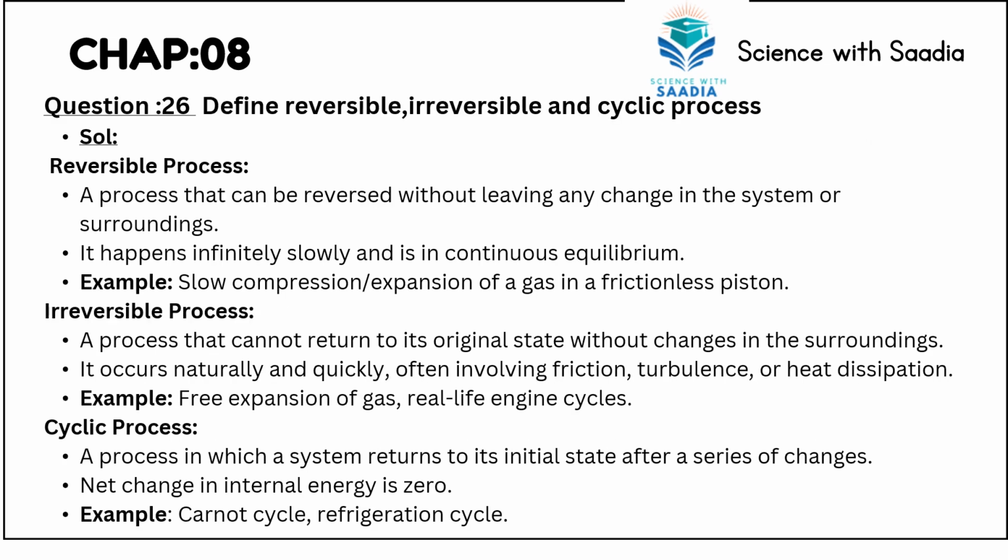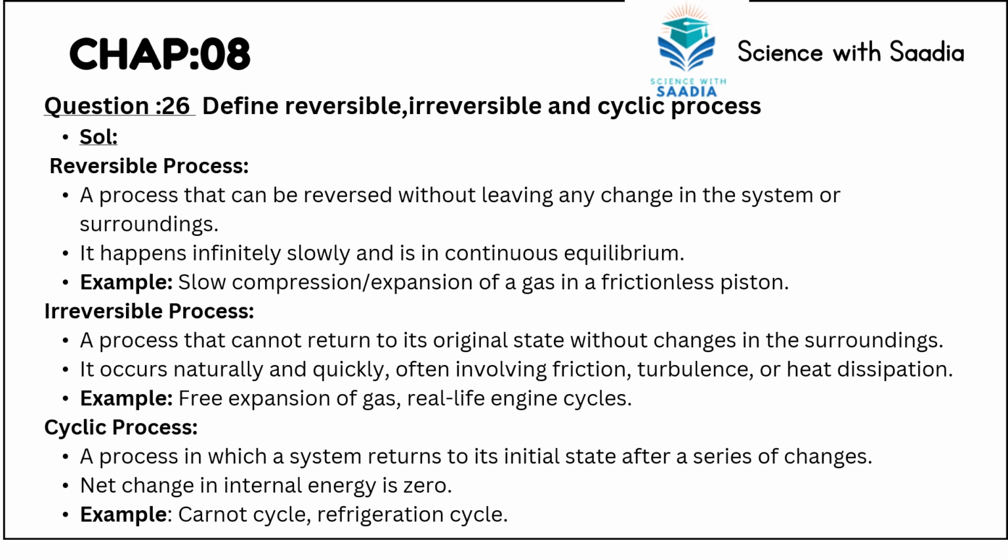The last question we have, question number 26, states: define reversible, irreversible, and cyclic processes. A reversible process is a process that can be reversed without leaving any change in the system or surroundings. It happens infinitely slowly and is in continuous equilibrium. An example is slow compression or expansion of a gas in a frictionless piston. Second, an irreversible process cannot return to its original state without changing the surroundings. It occurs naturally and quickly, often involving friction, turbulence, and heat dissipation. Examples are free expansion of gas and real-life engine cycles.